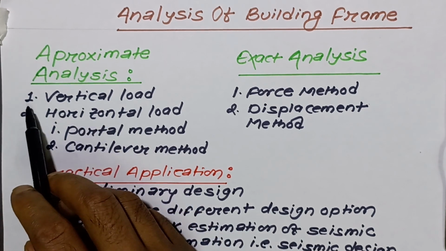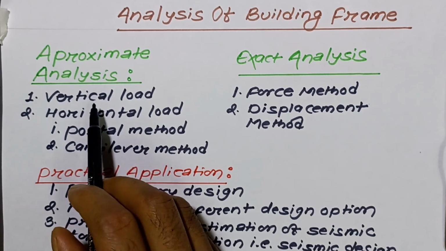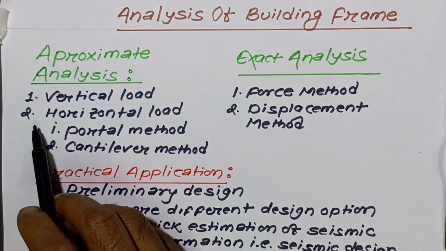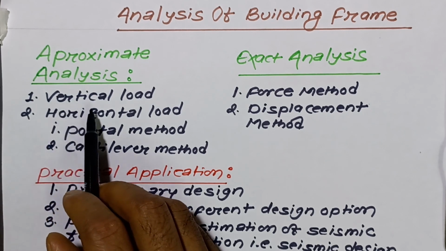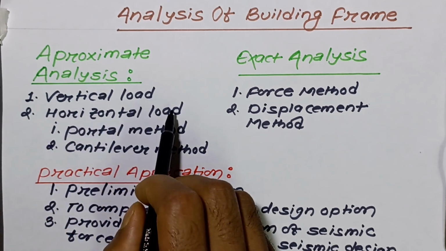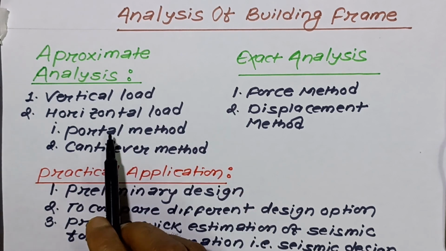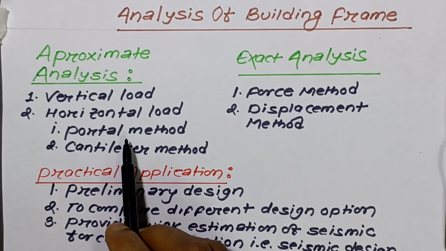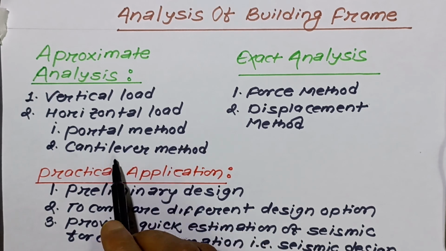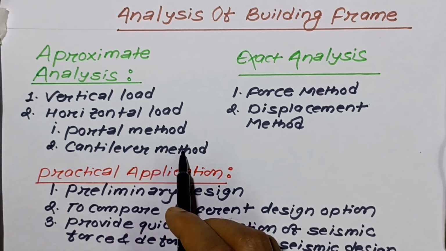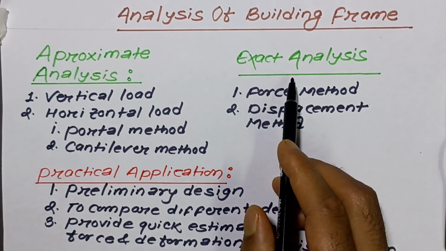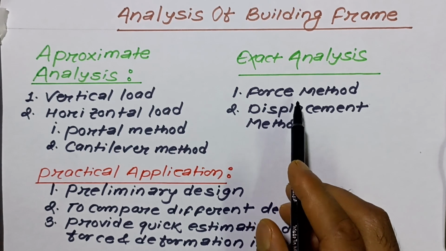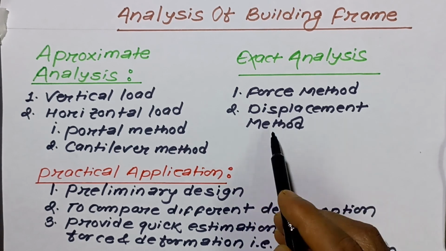The first one is the analysis of the vertical load of the building frame, and the second one is the analysis of the horizontal load of the building frame. For the analysis of the horizontal load in the building frame, there are two types of method. The first one is portal method and the second one is cantilever method. In case of the exact analysis, there are two types of method. The first one is force method and the second one is displacement method.